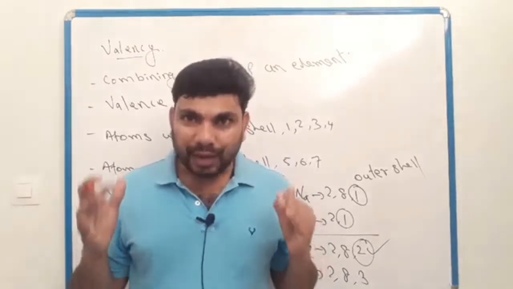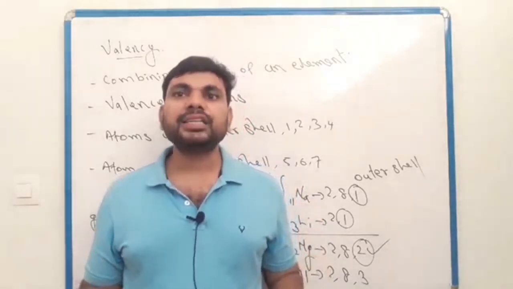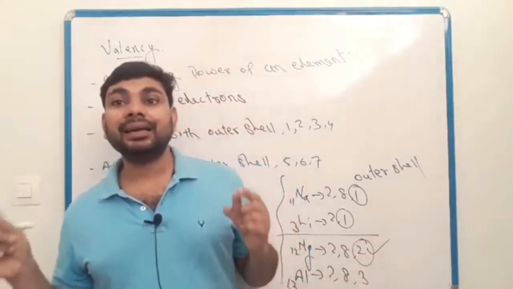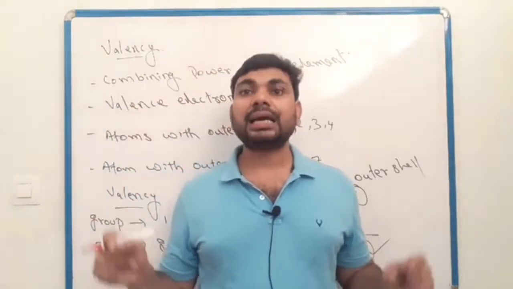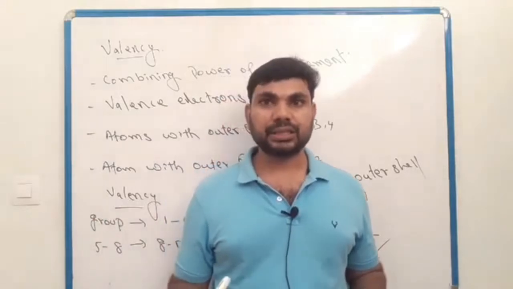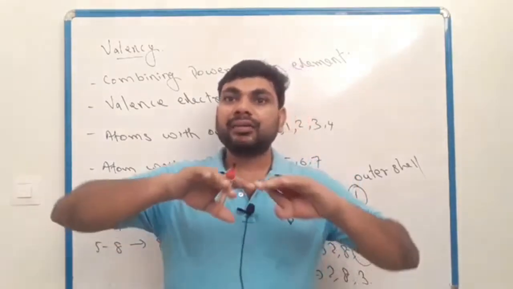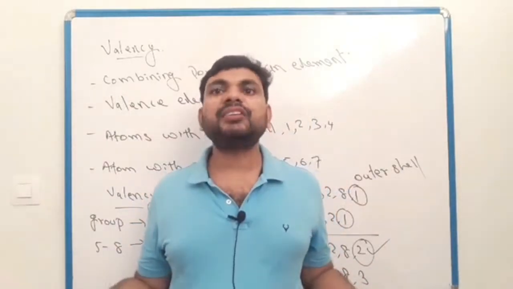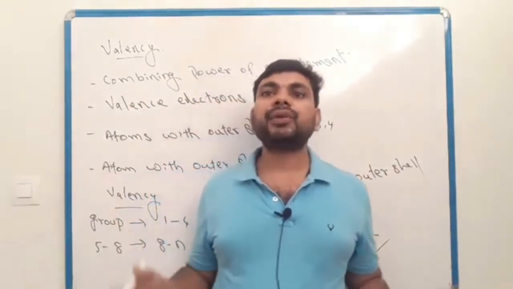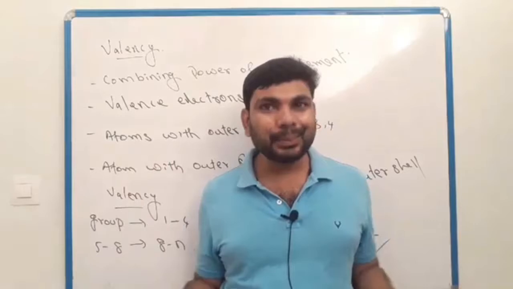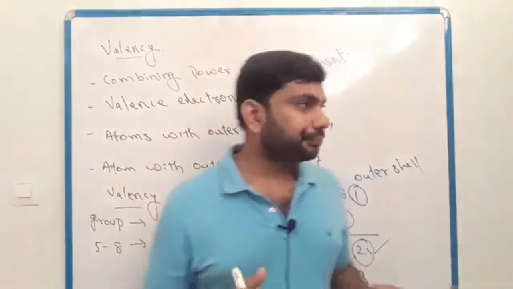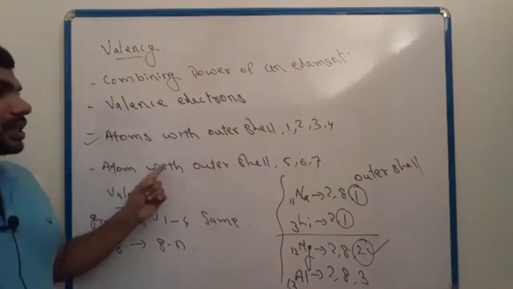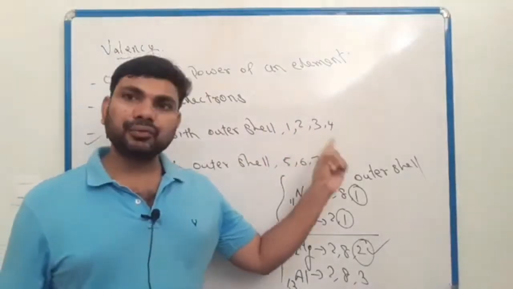Using these valence electrons, we can find valency. I told you valency means combining. The definition for valency: the combining power of an element. One element can react or combine with another element. This power is called valency. The combining power of an element is called valency. Clear?